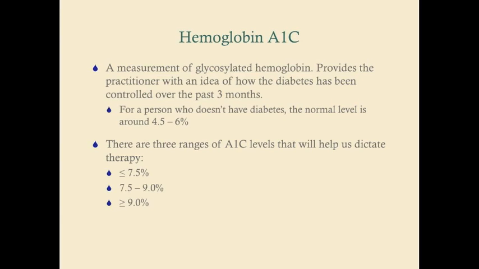So there are 3 levels of A1C. So you've got a new patient with diabetes. They come in, you get their A1C, and you look at what their A1C level is. There are 3 thresholds: less than 7.5, 7.5 to 9, or greater than 9.0.